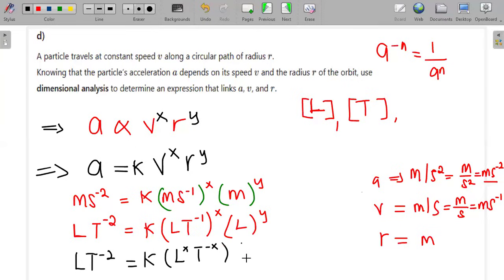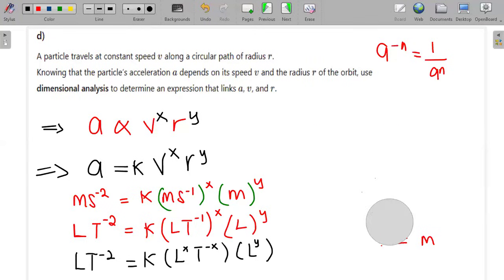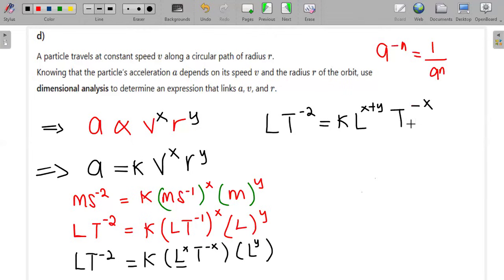And then the other guy there, the L, gets L to the power what? Y. So that is what I have there, okay? And then from there, what am I going to do? I'm going to add like terms. So on my left, I have L T to the power minus 2 is equals to K. And then here, I can see L to the power X being multiplied with L to the power Y there. So I'm simply adding X plus Y because the base is the same. And then I have T to the power minus X. Okay, so you see now what we have there.